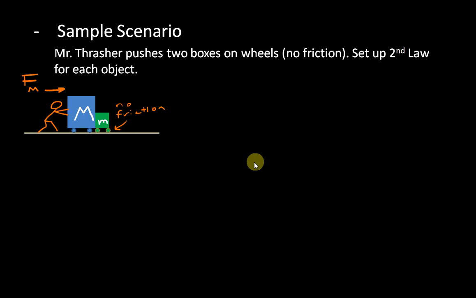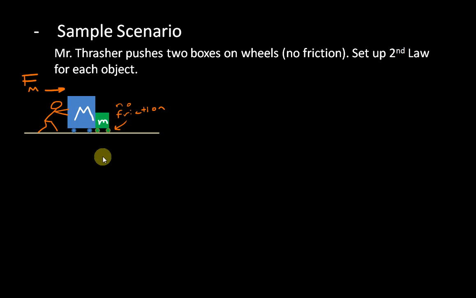The last thing is really just a real quick sample scenario. It's not even going to be a fully worked out problem. Okay, but let's say here's our scenario. Mr. Thrasher is pushing on 2 boxes, and I have those boxes on wheels just so we can ignore the friction. The big blue box has a mass of big M, and the little green box has a mass of little m. And I'm pushing this big box with a force that I'm calling F big M, the force on the big box.